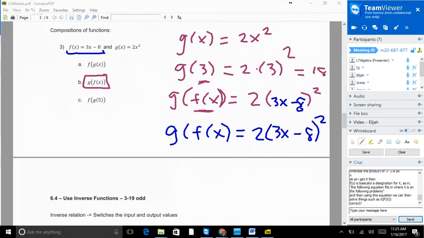Oh gosh, Elijah just wrote me a book here. F of x is the basic designation for x. And then using this equation, we can solve things such as g of f of x. I think we're on the same page with that, Elijah. I think we're good.